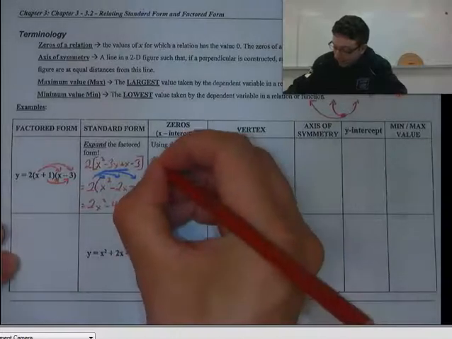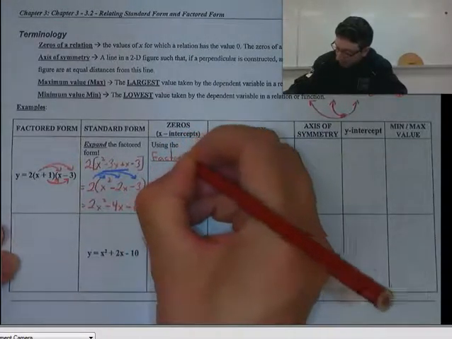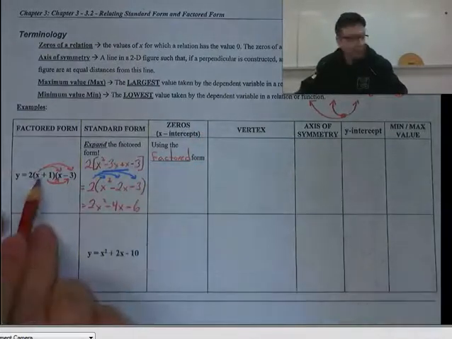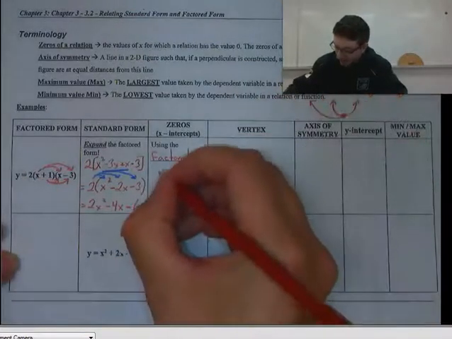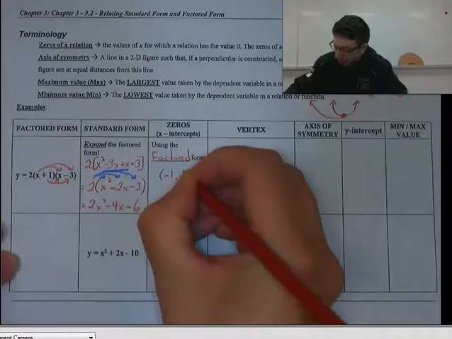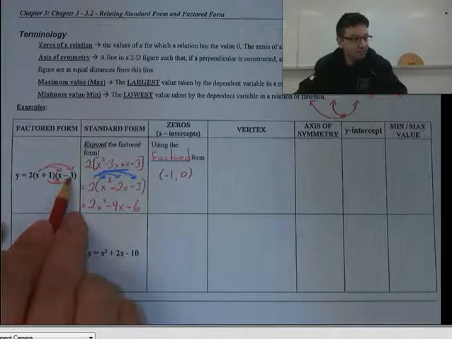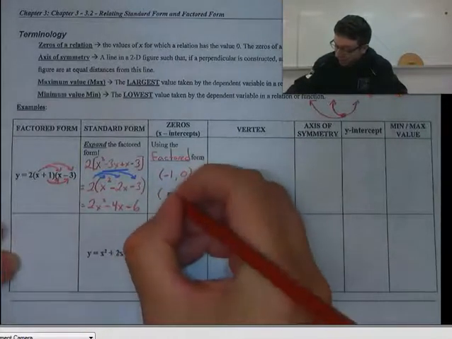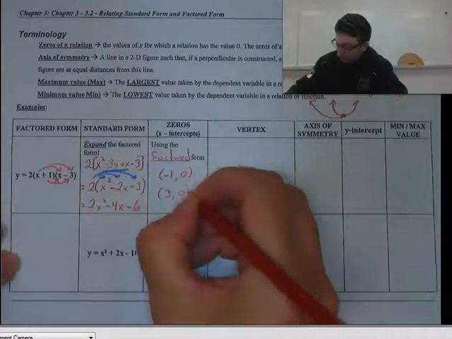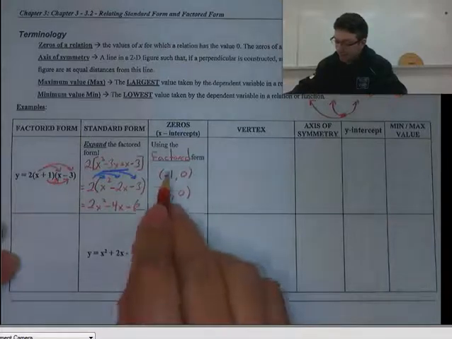Now using factored form, we can get the zeros or the x-intercepts. Just looking at this bracket, again, take the opposite sign, -1. So one x-intercept is at -1 and 0. And our other x-intercept, take the opposite sign. -3, opposite sign would be +3, is going to be at 3 and 0. So those are our 2 x-intercepts.